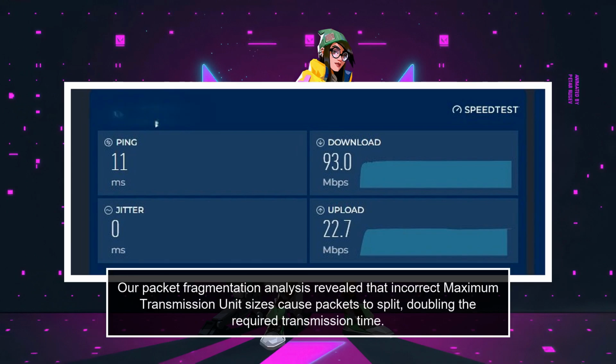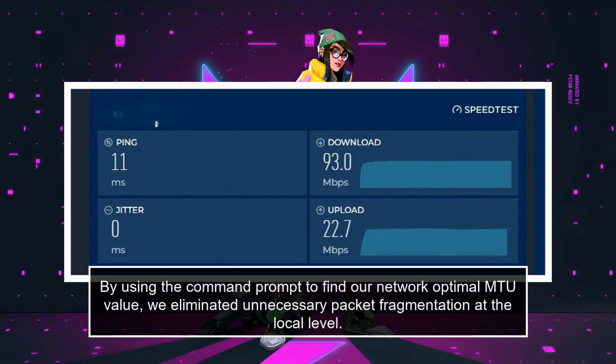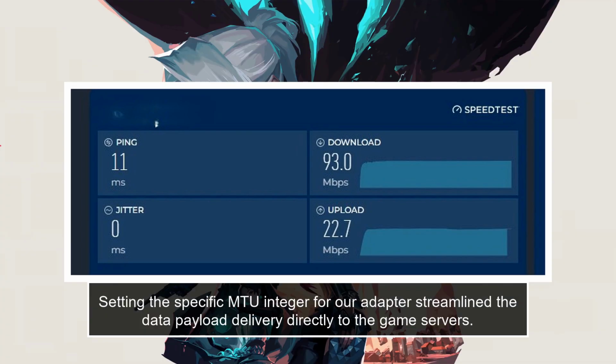Our packet fragmentation analysis revealed that incorrect maximum transmission unit sizes cause packets to split, doubling the required transmission time. By using the command prompt to find our network's optimal MTU value, we eliminated unnecessary packet fragmentation at the local level. Setting the specific MTU integer for our adapter streamlined the data payload delivery directly to the game servers.